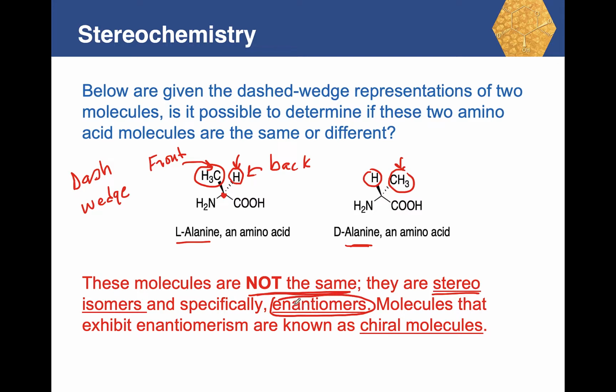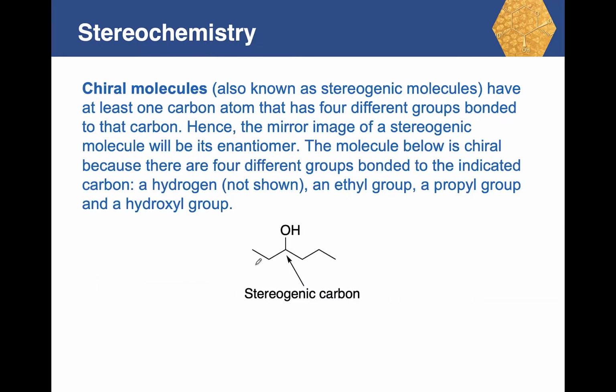Here's another term. They're called chiral molecules. We'll define that on the next slide. So chiral molecules, well, I can tell you now, chiral molecules are molecules in which there is a carbon that has 4 groups around it, and it's possible for its mirror image to be different. So let's look at examples of chiral molecules.